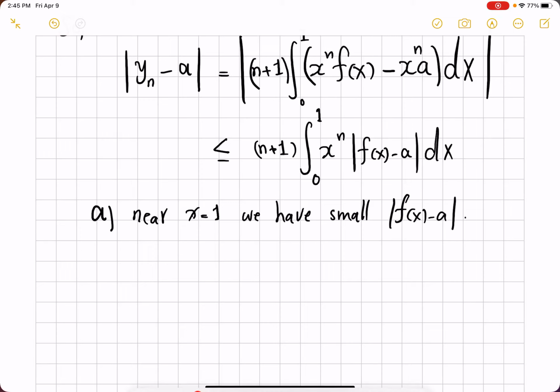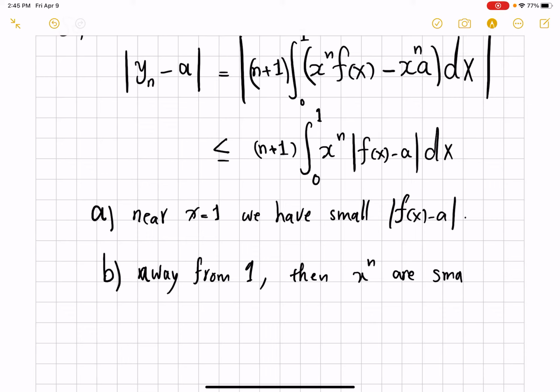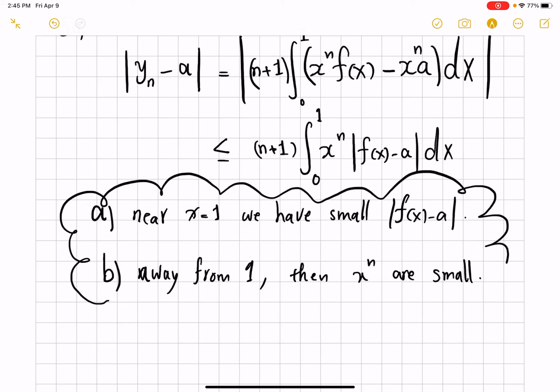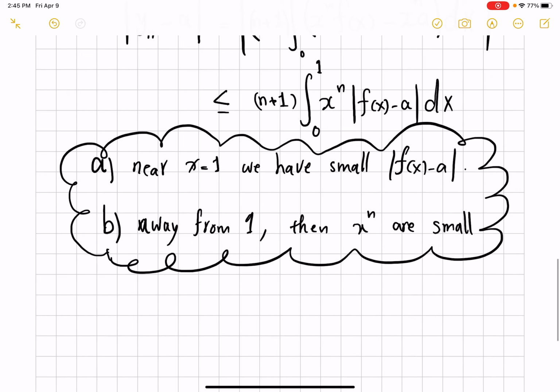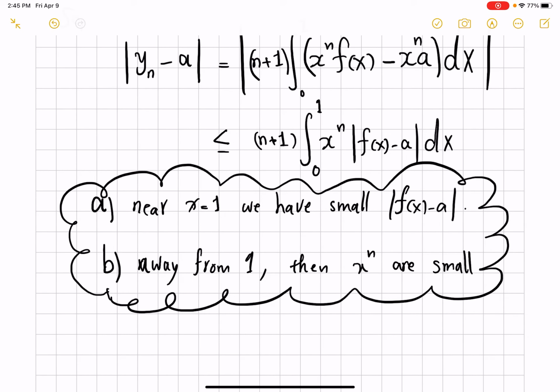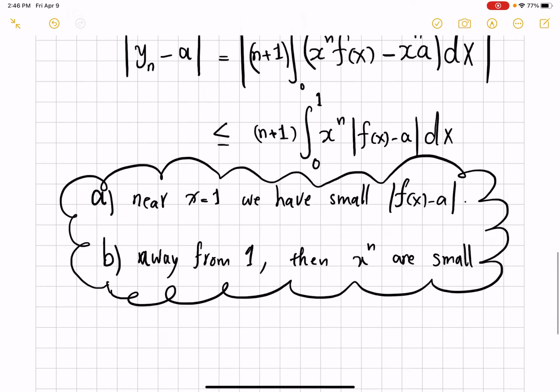And to deal with the other remaining part, away from 1, if you keep a safe distance from 1, then x^n are really small. Okay? So this is not a proof. This part is like my thought bubble, and that will guide whatever comes next. So focus from now on beating this integral, making sure that it is tiny.